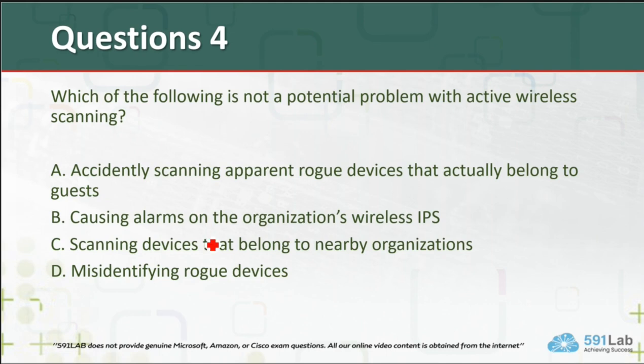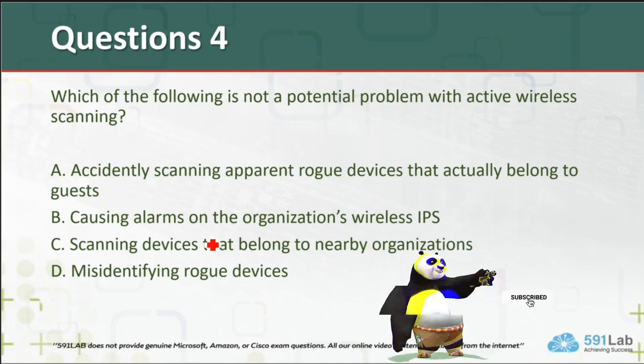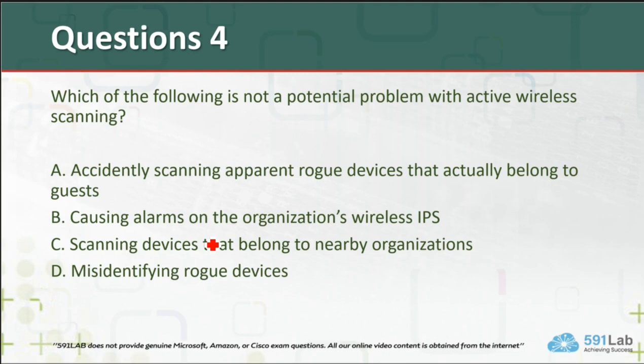Question number 4, which of the following is not a potential problem with active wireless scanning? A, accidentally scanning apparent rogue devices that actually belong to guests. B, causing alarms on the organization's wireless IPS. C, scanning devices that belong to nearby organizations. And D, misidentifying rogue devices.